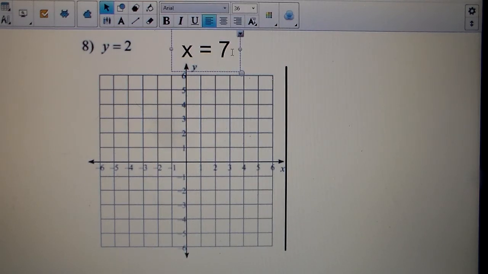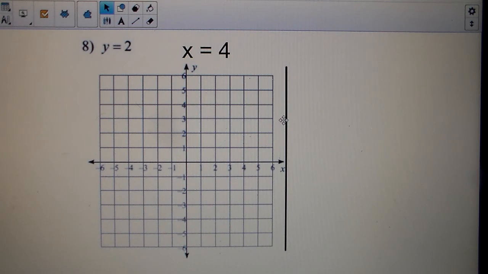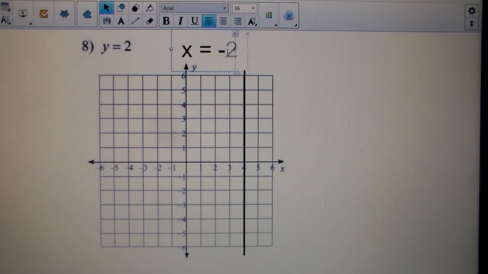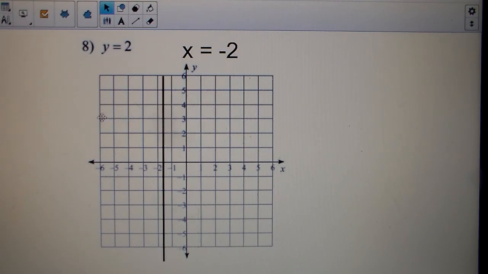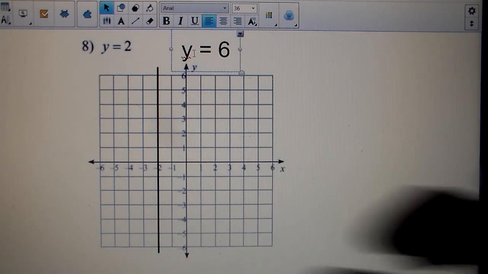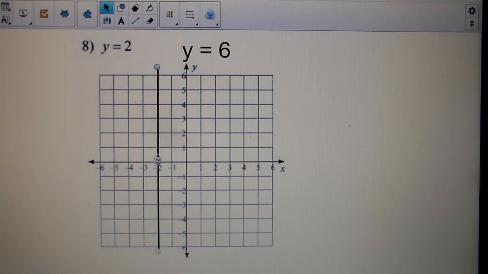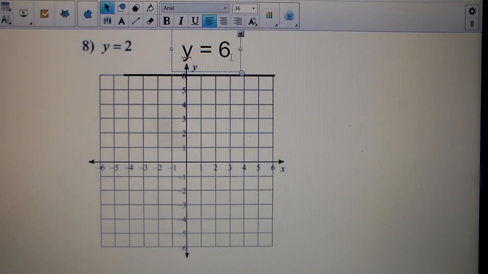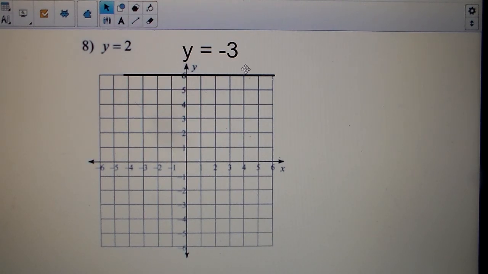Or if I said x equals 4, the vertical line will be there at 4. If I had said x equals negative 2, then we'll have a vertical line at negative 2. If I had y equals, that's a horizontal line. So if I had y equals 6, that means it will be a horizontal line at 6. If I said y equals negative 3, then it'll be a horizontal line at negative 3.